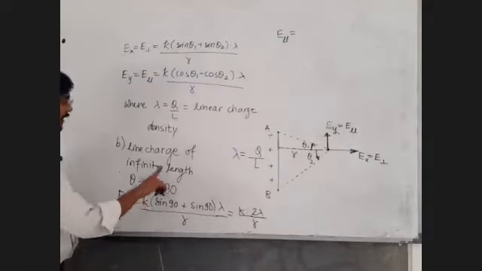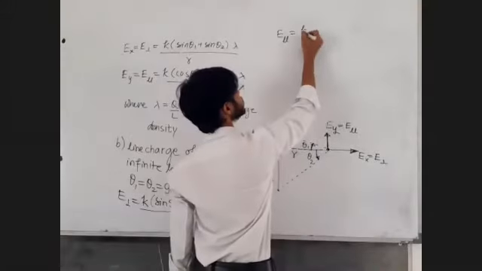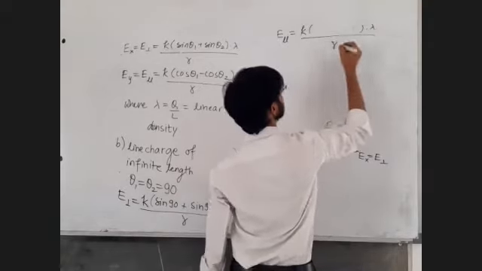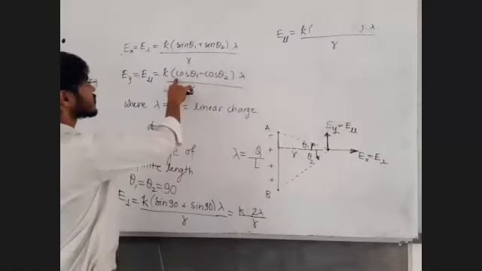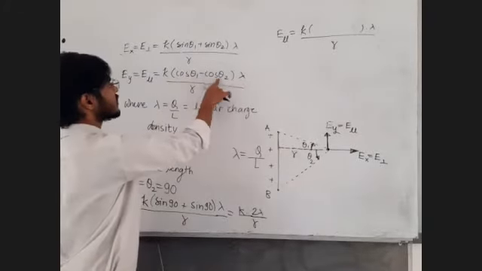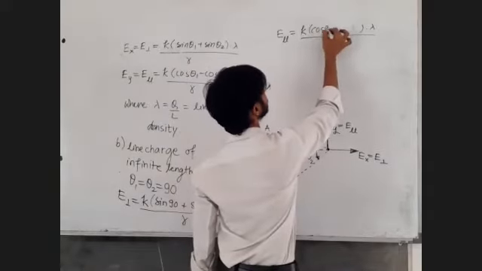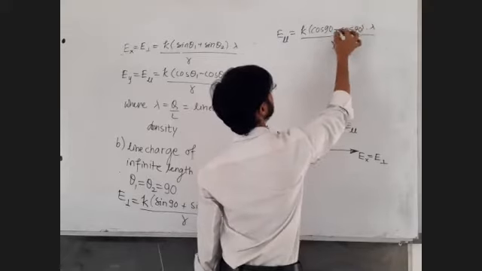Sir, for the infinite wire, we have theta 1, theta 2, 90. What is the formula? Sir, K into some value into lambda upon R. What is that some value for parallel? Sir, cos minus. Cos 90 and minus sign. Okay, sir. Cos 90 and in between minus sign.